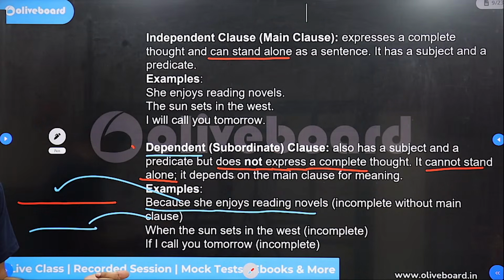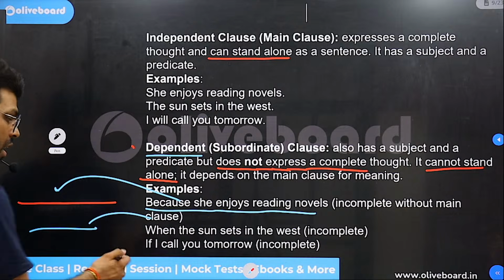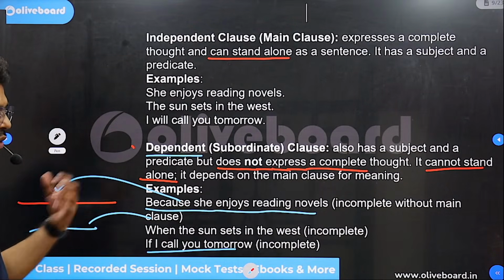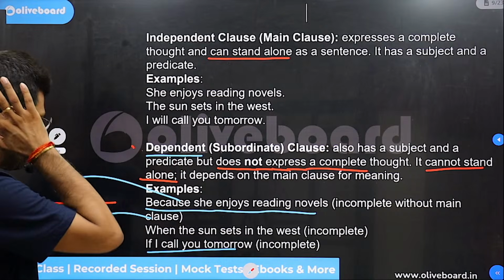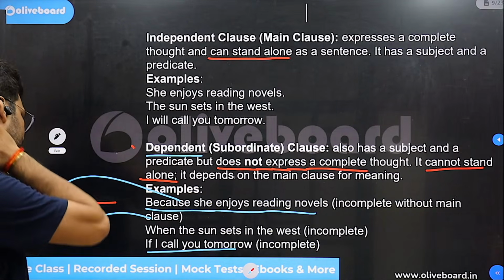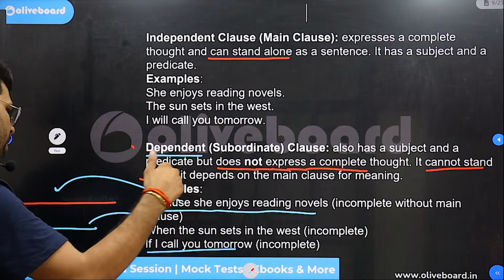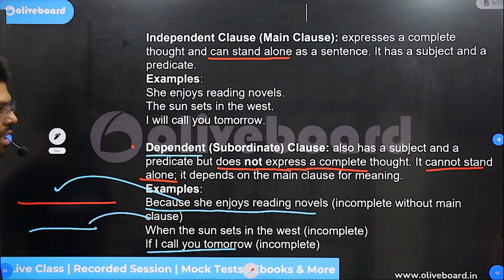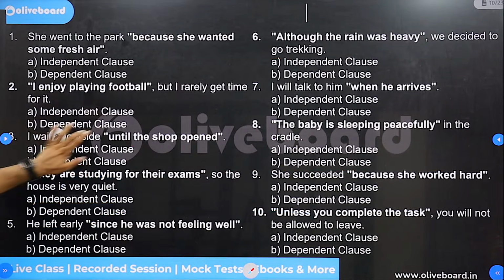They themselves are incomplete. See, if you work hard, incomplete. You are waiting for the next sentence: you will succeed. If you had called me, yes, you would have come, or you wouldn't have come. What? They need to get their meaning completed. Have a look at those dependent or independent clauses. Doubts welcome.